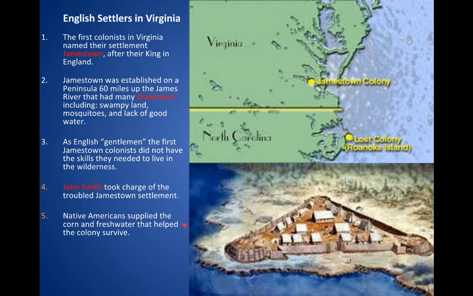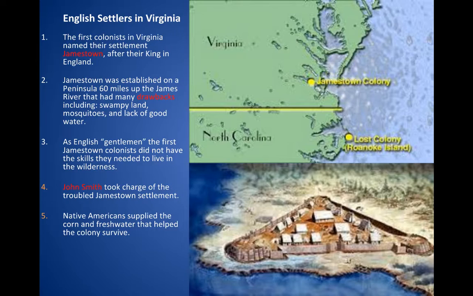Also, a thing that saved the Native Americans saved the settlers, saved the colonists at Jamestown, was that the Native Americans supplied them with corn and fresh water. So if it weren't for the Native Americans taking mercy on the colonists at Jamestown, it would have been like Roanoke, and they would have all died out.